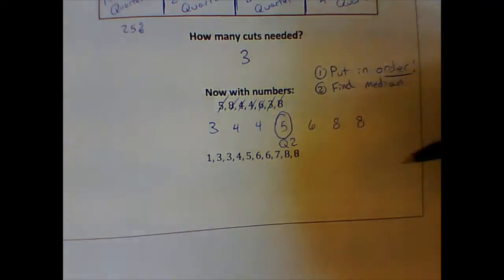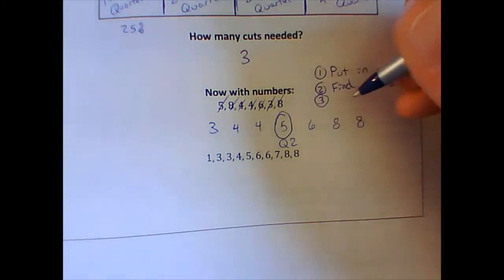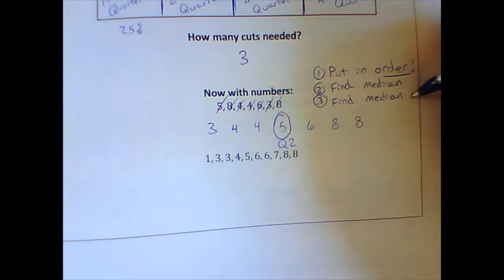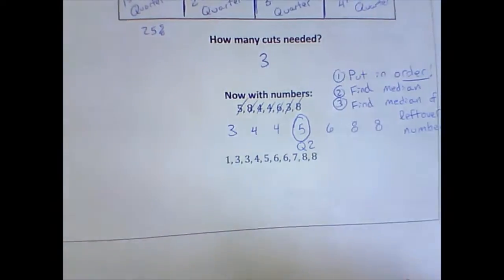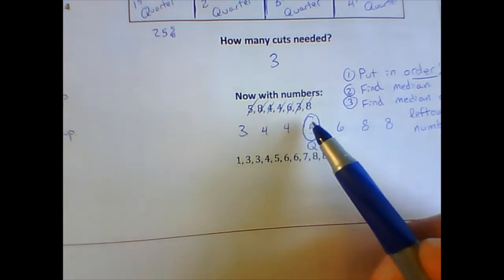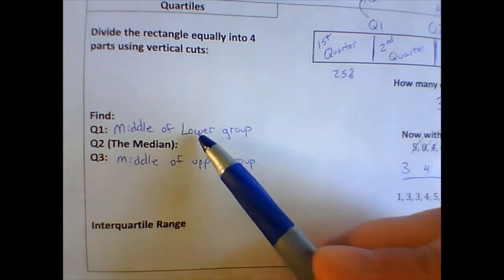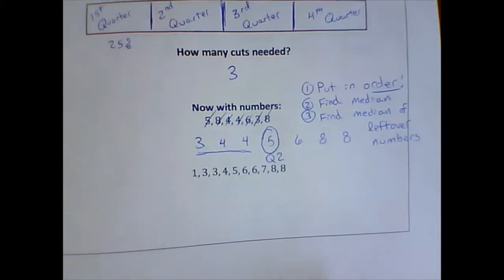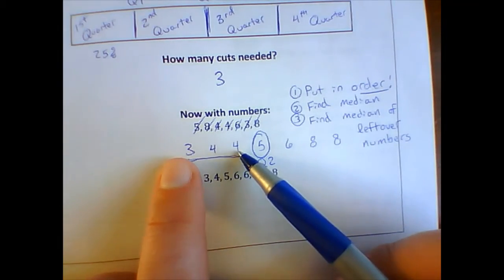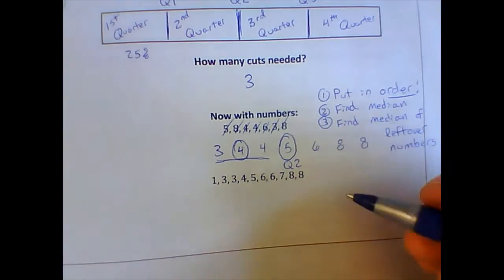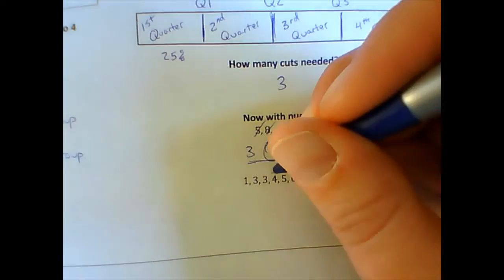Now, once we've found the median, we're going to find Q1 and Q3 by finding two more medians. They're medians for all the leftover numbers. And what that means is that whoever the median is, we're not going to play with him. He doesn't count. He's already spoken for. So we're just going to look at 3, 4, 4. That's the lower group. And then we're also going to look at 6, 8, 8 in a second. So see how I'm not using the 5. I'm just looking at all the numbers left over. So that 4 is in the middle of the lower group.